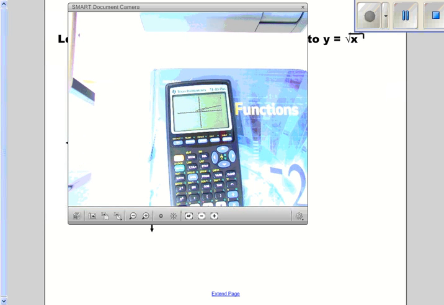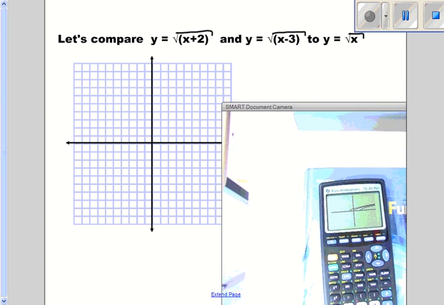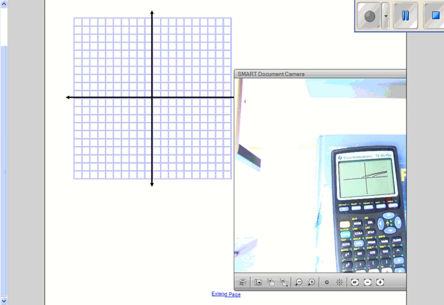There's our square root of x. Ooh, that's different. Square root of x. We know that already. Our second function was square root of x plus 2. It showed up right here. The third one was y equals the square root of x minus 3. And it is right here.